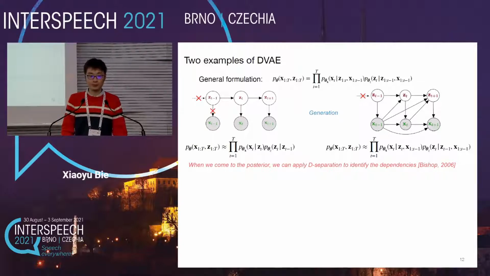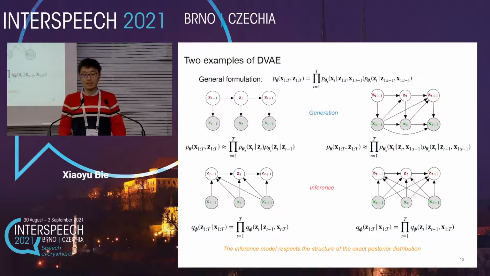Then when it comes to the posterior, we can apply this operation to identify the dependencies for the Zt. This method can be found in more detail in the book by Bishop. Inspired by the structure of the posterior, one could design the inference model by respecting the structure of the true posterior distribution. So here, for the left part, the Zt will be inferred from its previous state Zt minus 1, and also the current and future observation, so the Xt to capital T. And for the right part, the Zt will depend on the whole observation, so it's x1 to capital T.